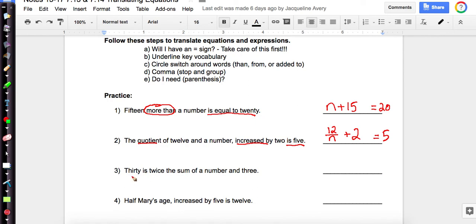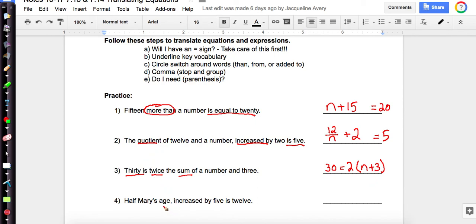Okay, number 3. 30 is, underline, twice, keyword, sum of a number and 3. So I'm going to write the equals part first. 30 equals. Now it says twice the sum of a number and 3. So I know I'm writing the sum of a number and 3. And I want to do twice that. So now I need parentheses because I'm saying twice the sum. So I'm going to multiply the whole sum by 2. And therefore I need parentheses.